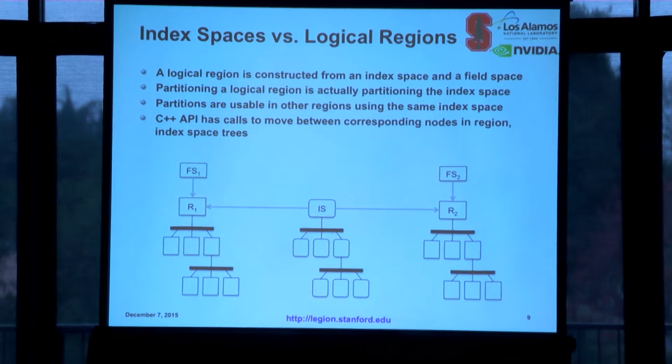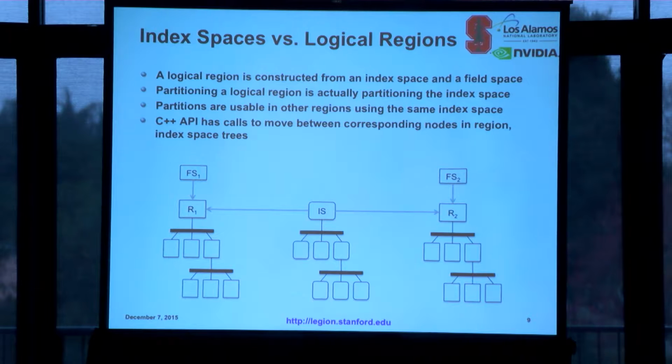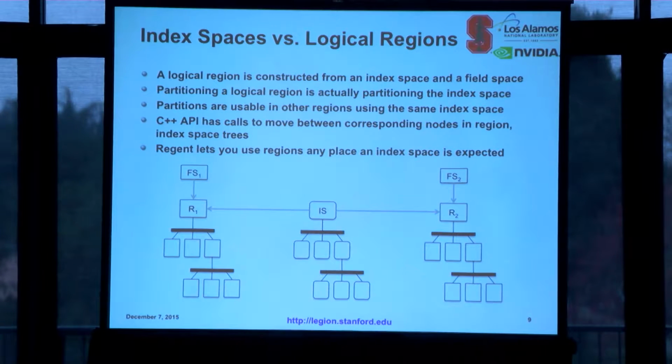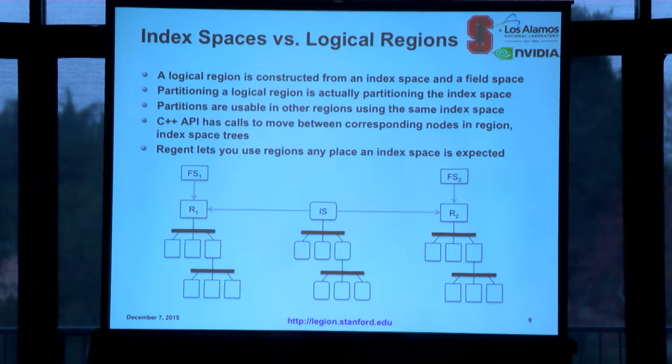So now in the C++ API, there are calls to basically move between the corresponding nodes in region or index space trees. In some cases, you want to talk about just the index space node in the tree. In some cases, you want to be able to talk about the one for a particular region. And so there are calls to go back and forth. Regent lets you do one direction right now. You can use regions any place an index space is needed, but we haven't settled on the syntax that lets you go the other way.